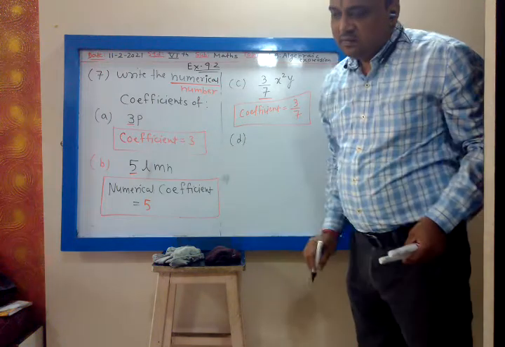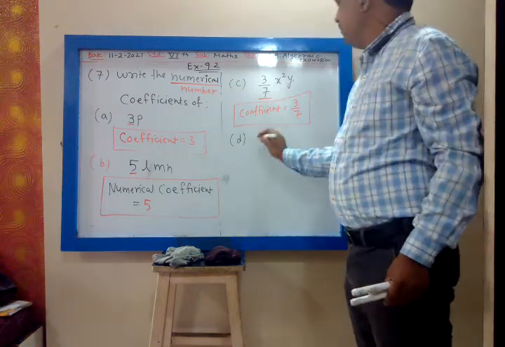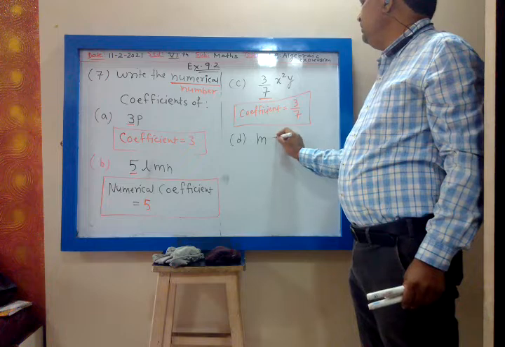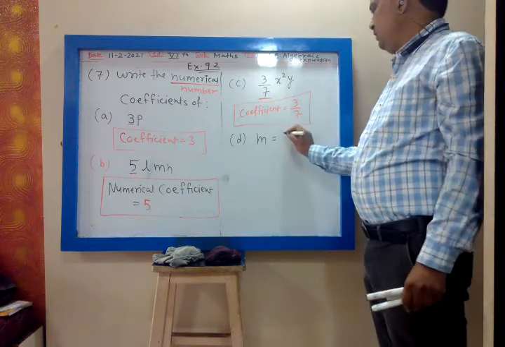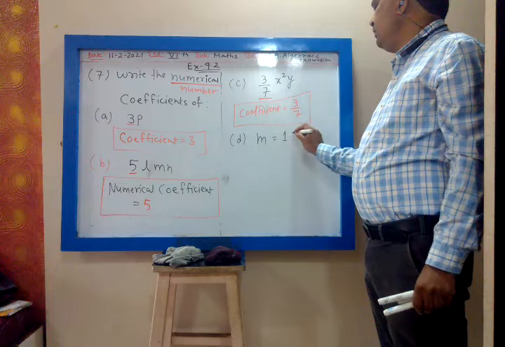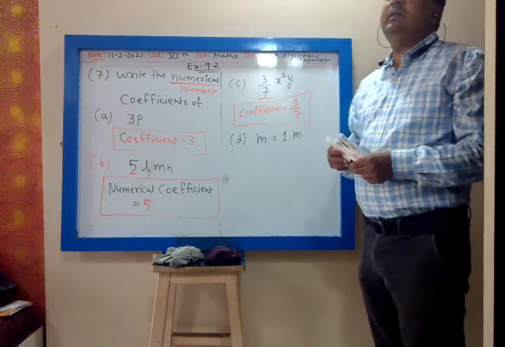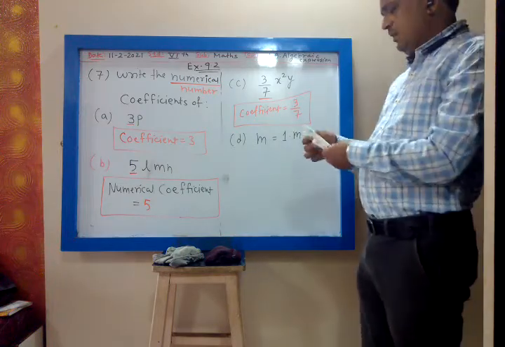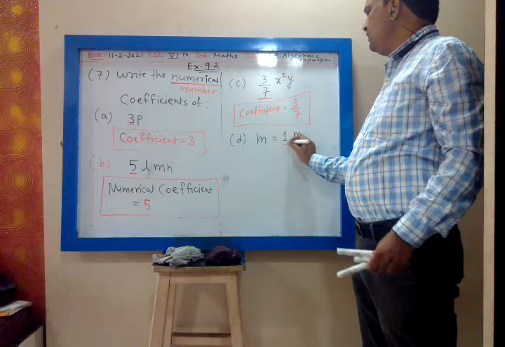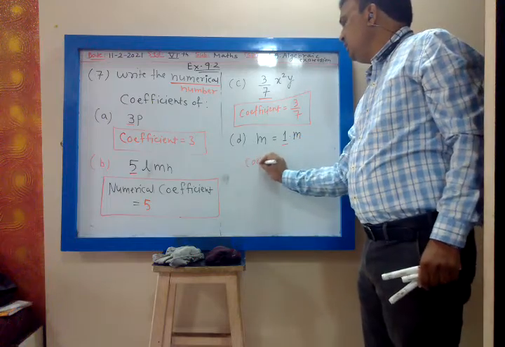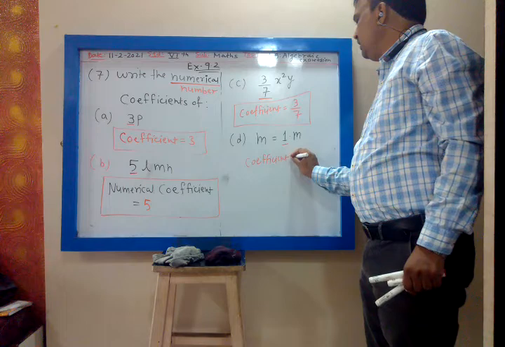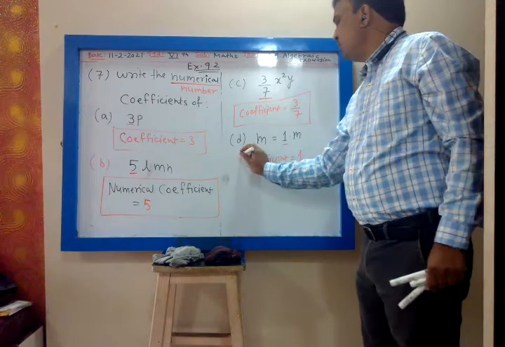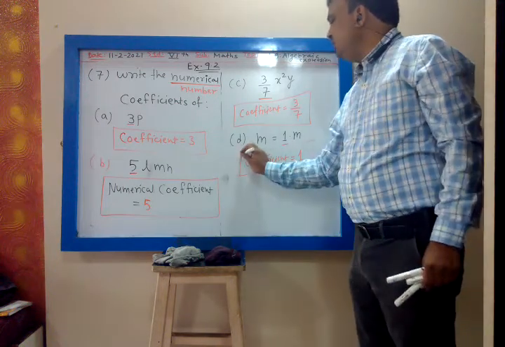D is m. What can you write for m? No, m I can write as 1 into m. So what is the numerical coefficient? The numerical coefficient is 1, because m I can write as 1 into m.